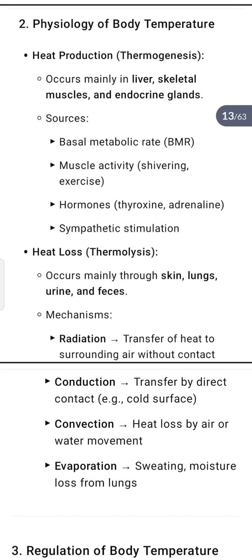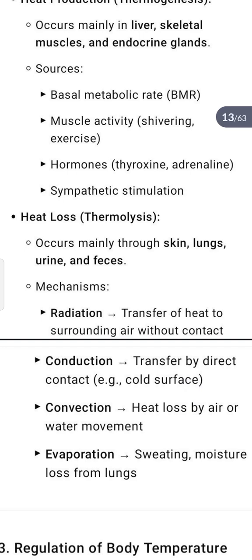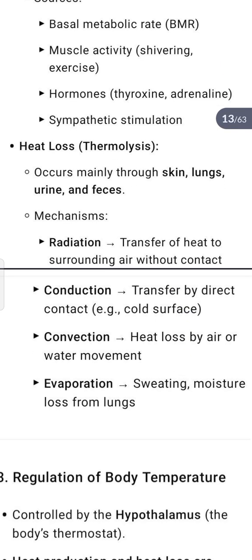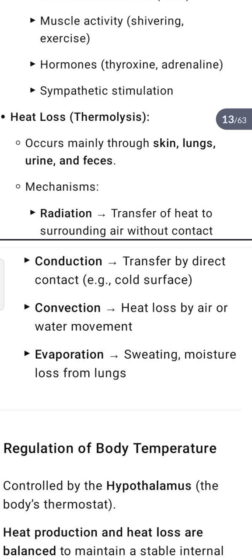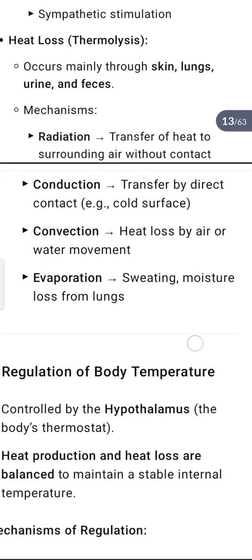And heat loss किससे होता है? Thermolysis जिसे कहते हैं. Occur mainly through skin. जैसे कि हम लाइट चली जाती है तो sweating होने लगती है. Lungs, urine and feces. Mechanism, what are the mechanism of heat loss? Like radiation, conduction, convection, evaporation. These four are very important, so understand with all your focus.